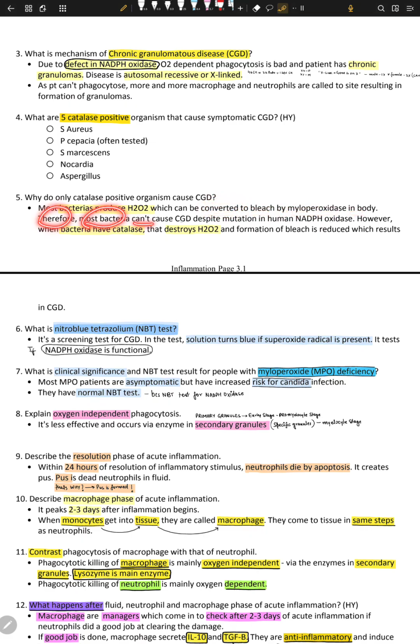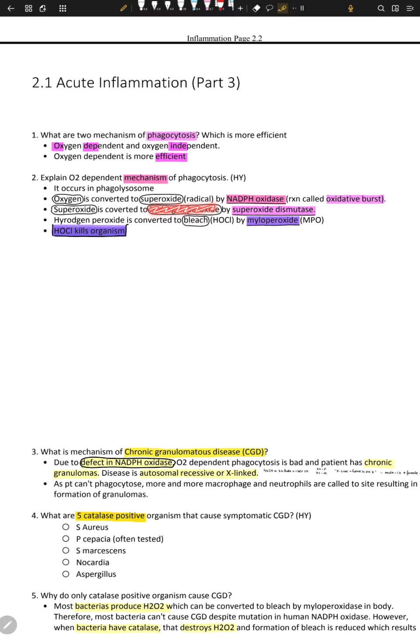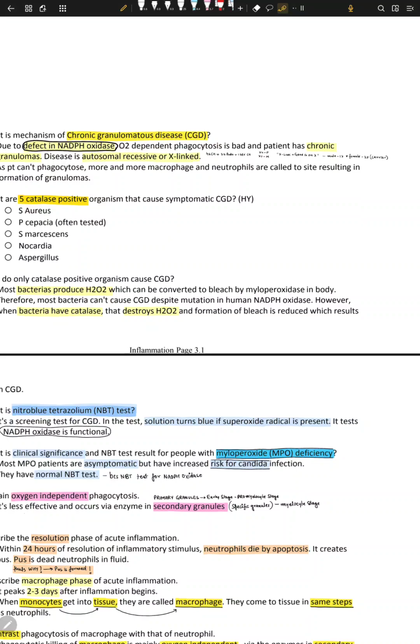Therefore, most bacteria can't cause CGD despite a mutation in NADPH oxidase. So even if you have this NADPH mutation, it is fine. When the bacteria have something called catalase, it destroys H2O2, okay? And the formation of the bleach is reduced. And it results in CGD, okay? So catalase is this enzyme that stops this hydrogen peroxide from working.